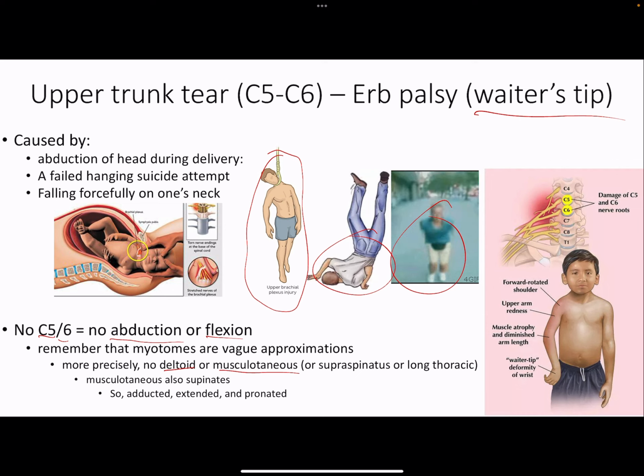What else does the musculocutaneous do? It supinates, so it's pronated as well. And the infraspinatus is going to be associated with lateral rotation, so it's medially rotated, and the long thoracic is going to cause winging, et cetera. The main things to know is adducted, extended, and pronated. You get an arm that looks like this, and I guess it's supposed to be like a sneaky waiter, kind of asking for a tip, trying to be subtle about it, but saying I want more of a tip, kind of behind the back. That's where the name comes from.